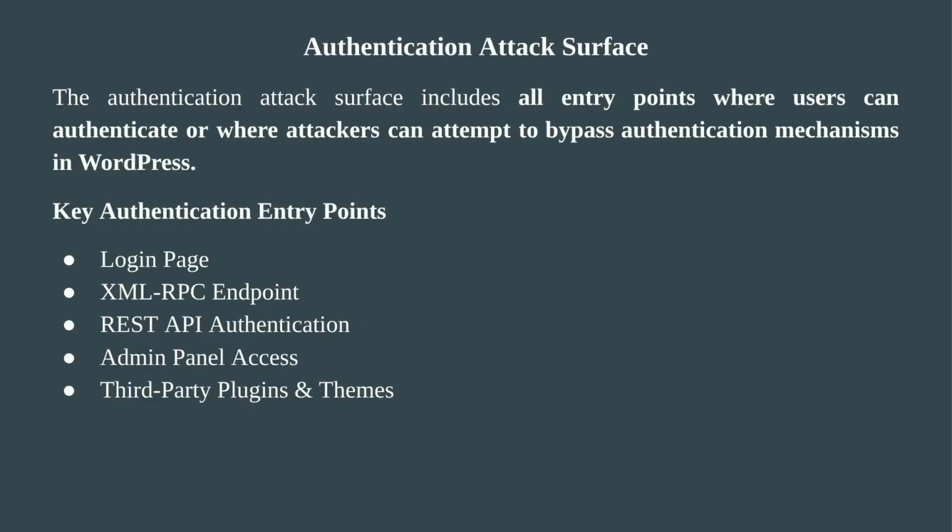Authentication attack surface. The authentication attack surface refers to all entry points where authentication occurs or can be attacked. In WordPress, the most abused entry point is the login page. However, attackers may also target the XML-RPC endpoint, which allows remote communication with WordPress. Another attack surface is the WordPress REST API, which may expose authentication mechanisms. Additionally, attackers often analyze the admin panel, plugins and themes, because they may introduce new authentication endpoints or vulnerabilities.